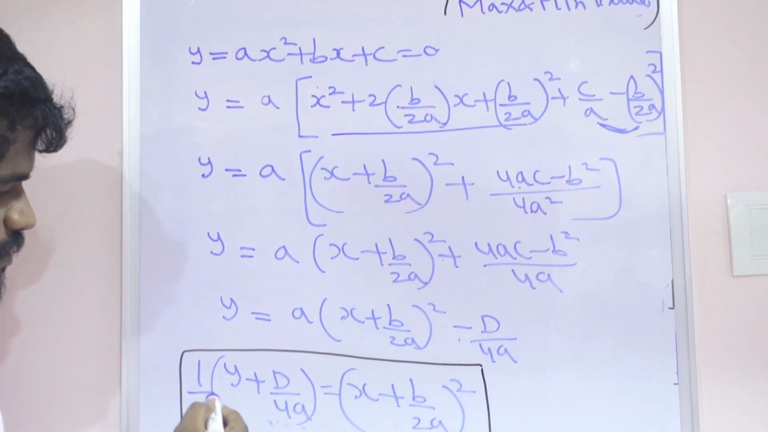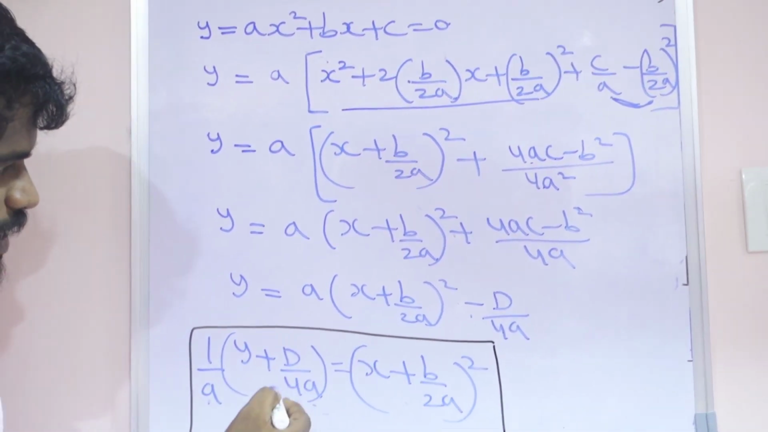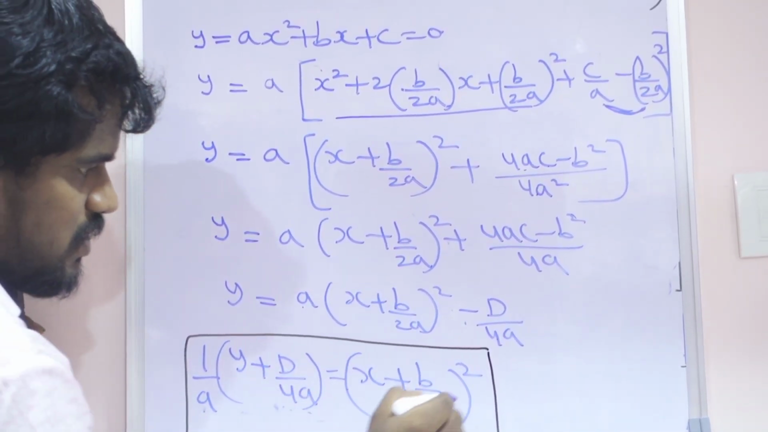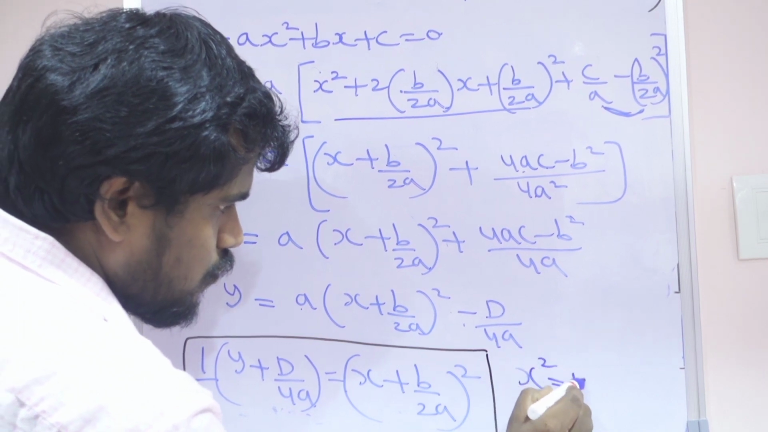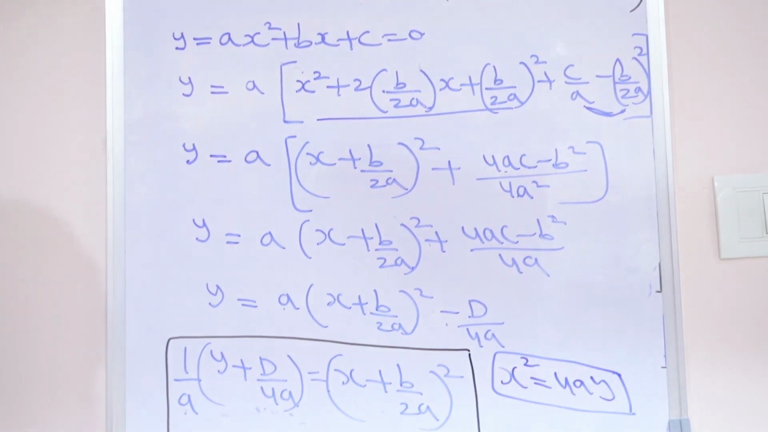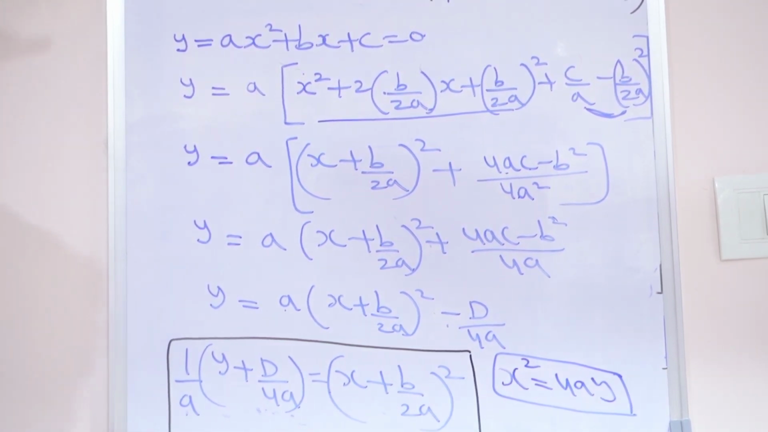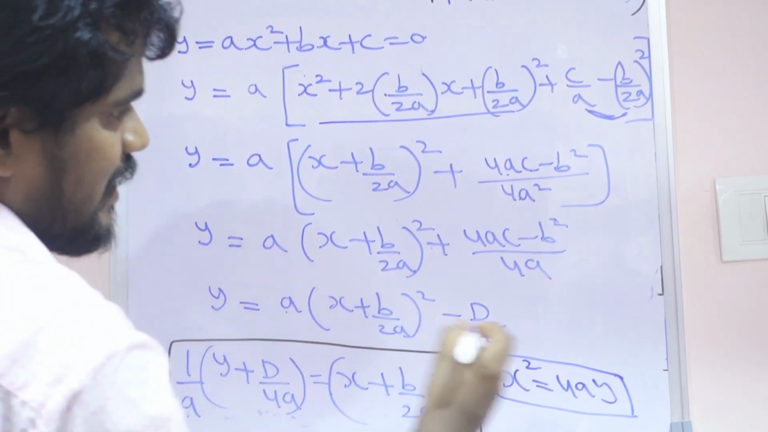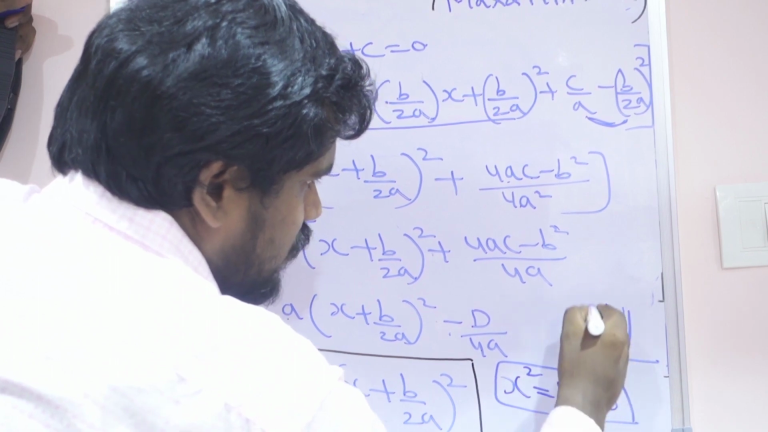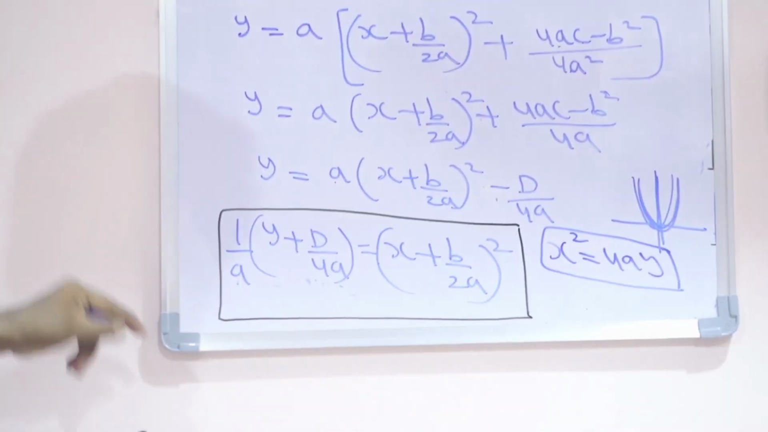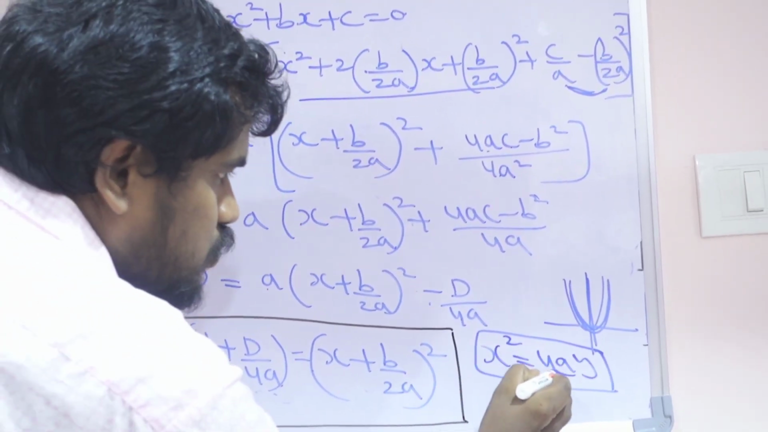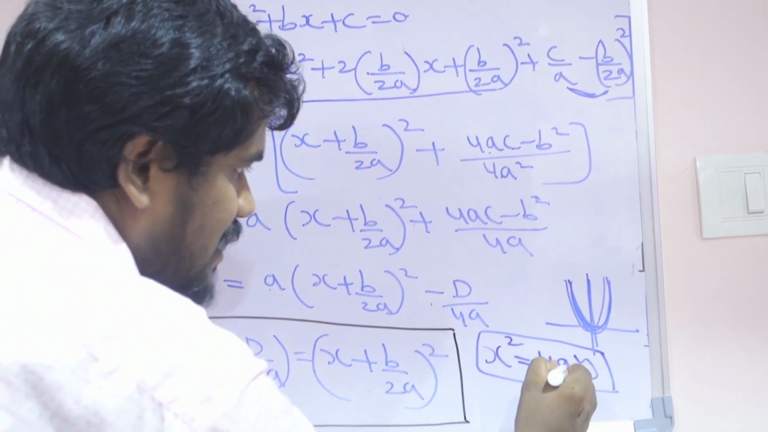On rearrangement, 1 by a into y plus d by 4a is equal to x square. Now observe that this is an equation in the form of x square is equal to 4ay, which is a parabola equation symmetric with respect to y axis. So the diagram is like this, symmetric with respect to y axis. This is the diagram of x square is equal to 4ay. It depends upon the a value: a positive means it opens upwards, and a negative means it opens downward.